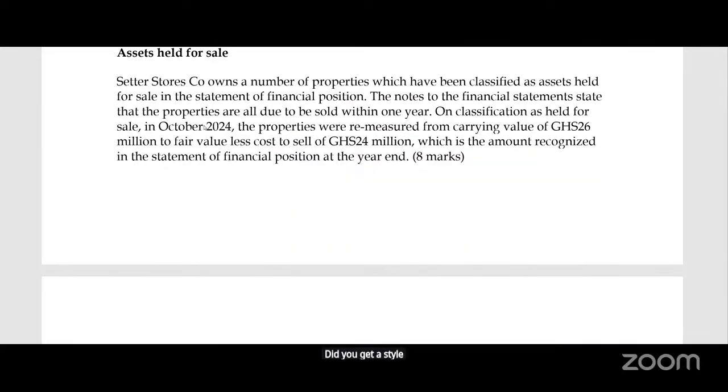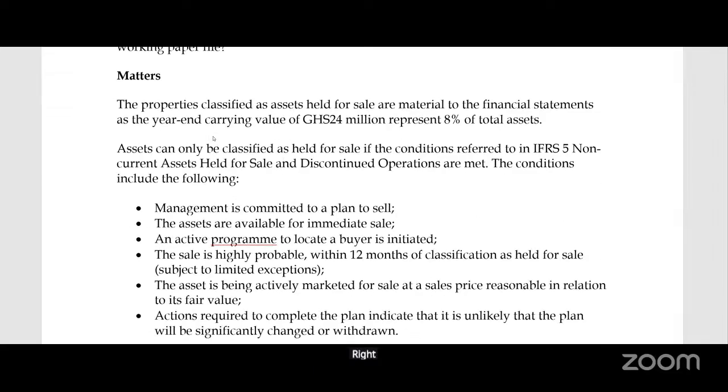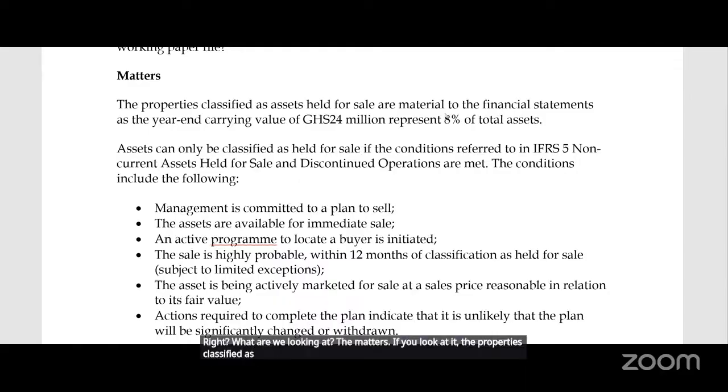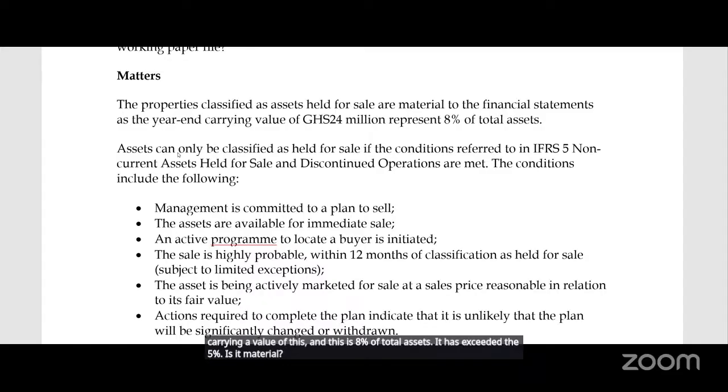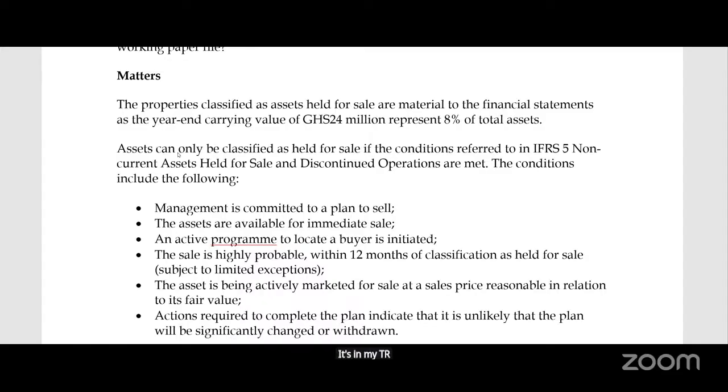So, asset held for sale, right? What are we looking at? The matters. If you look at it, the properties classified as asset held for sale are material to the financial statement at the year end, carrying a value of this. And this is 8% of total asset, which has exceeded the 5%. Is it material? It is material. So you now go to the accounting issue.